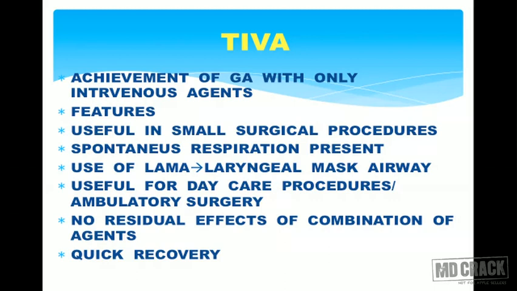If a patient is being given total intravenous anesthesia, his airway has to be maintained. There are chances that the tongue might block and tongue fall may occur, and then there will be restriction in the respiration of the patient. To counter this, this instrument, the LMA, laryngeal mask airway, is used. Now TIVA can be used for daycare procedures or ambulatory surgeries. The advantages are that there are no residual effects of a combination of agents, and quick recovery.